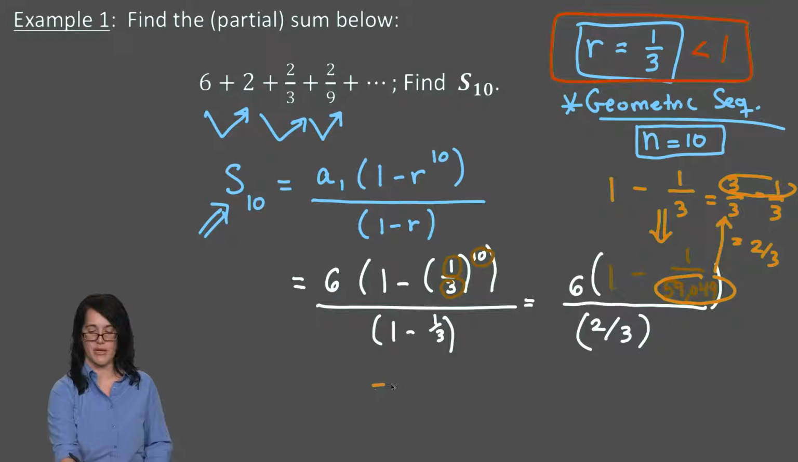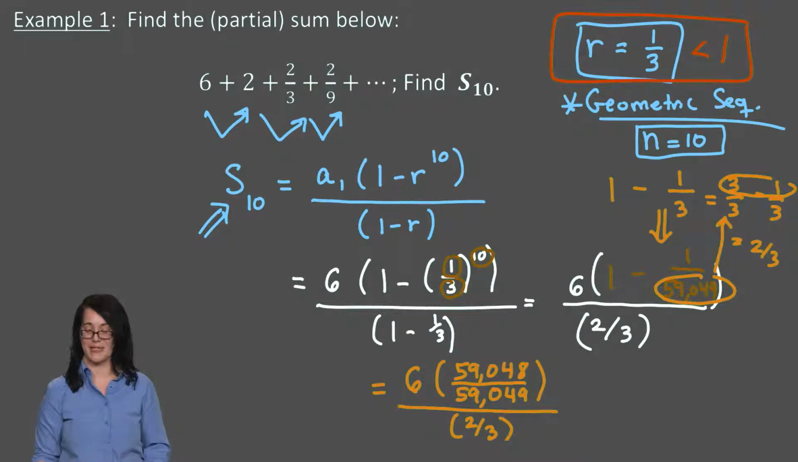So this should just end up being 6 copies of 59,048 after that subtraction over the denominator 59,049, all divided by 2/3. That's called a complex fraction from your previous algebra classes. You might not have liked them, but they're back.